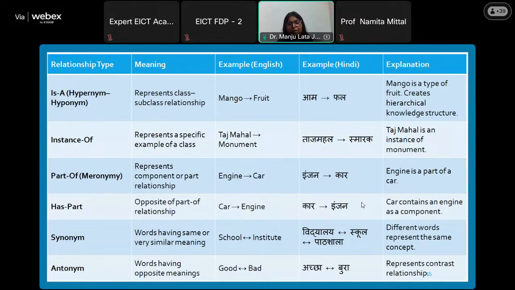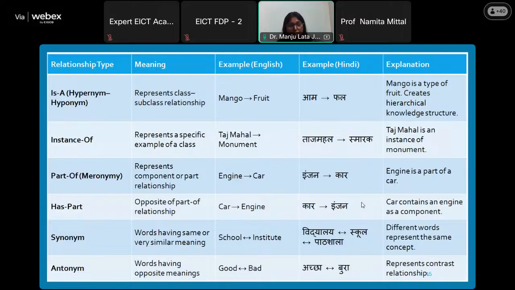Part of relationship represents a component or part relationship. For example, a car has many different components like engine, wheels, and many other things. Whatever is part of a bigger system shares the part-of relationship. Has part means a car has an engine. That is the reverse relationship of part of. Meronym, holonym. So has part is the holonym relationship.